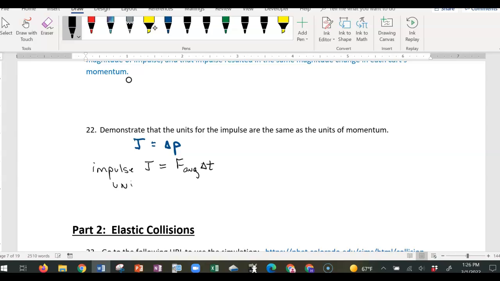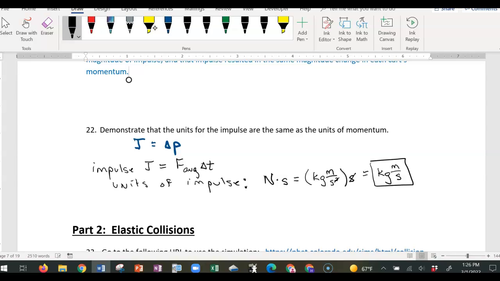So the units of impulse would be the unit of force, which is a Newton, multiplied by the standard unit of time, which is a second. Let's simplify that a little bit. A Newton is a kilogram multiplied by meter per second squared. And of course we've got the second. One of those seconds can cancel, and we're left with the units of impulse being kilogram meter per second.